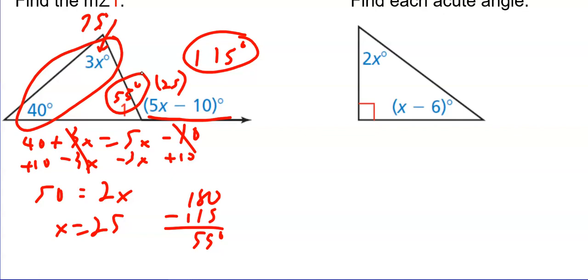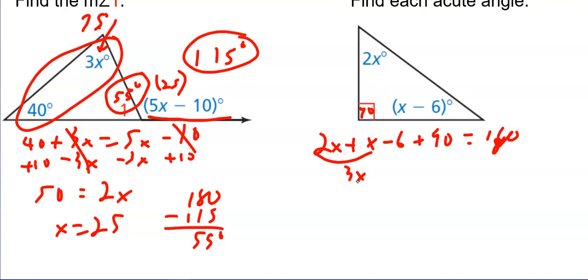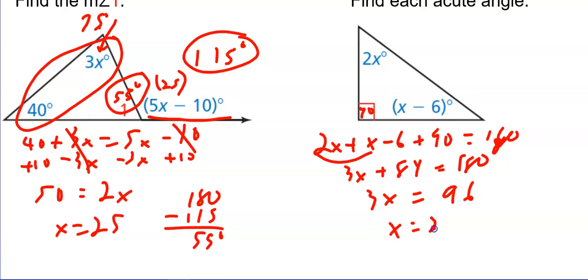All right, so in this one, we know all 3 angles add up to 180. I'm going to show you a shortcut on this one also. It depends on what's best for you. So if I take 2x plus x minus 6 plus 90, because this is 90 right here, I'm going to get 180. So I'm going to join my like terms. That's 3x. 90 minus 6 is 84. And I'm going to subtract 84. So 180 minus 84 is 96. And then if I divide by 3, I'm going to get 32.